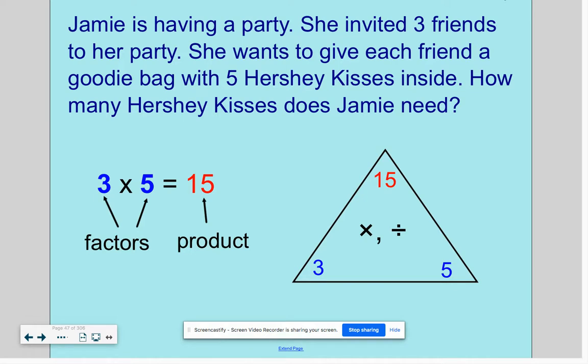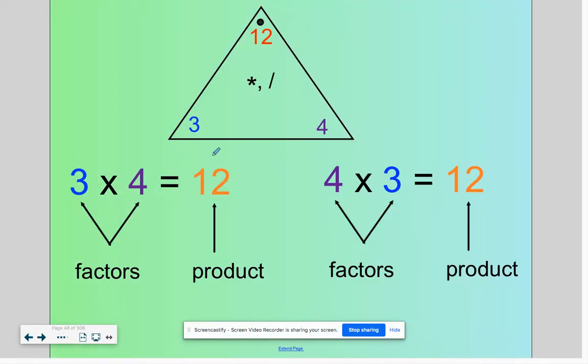So if we have 3 groups for her 3 friends and 5 in each group, that's 3 groups of 5, or 3 times 5. 3 and 5 are the factors that multiply to give you the product, or 15. So 3 times 5 is 15. For this fact triangle, 3 and 4 are the 2 factors that multiply to give you 12, or the product. Product is just a fancy way of saying the answer to a multiplication problem.